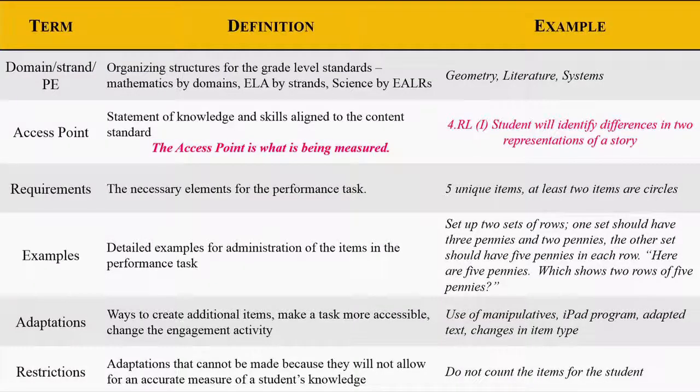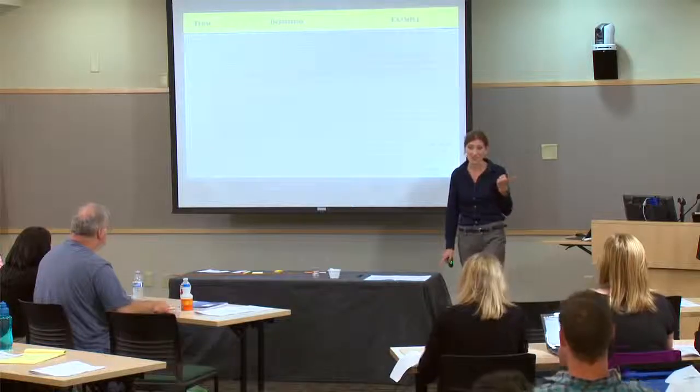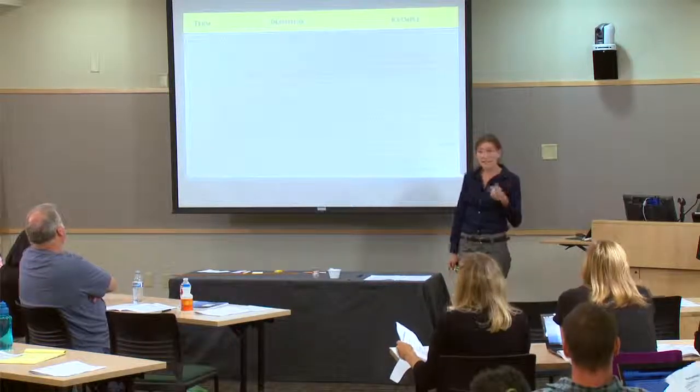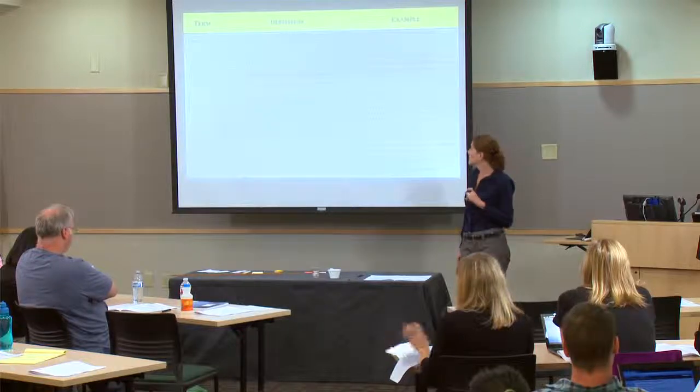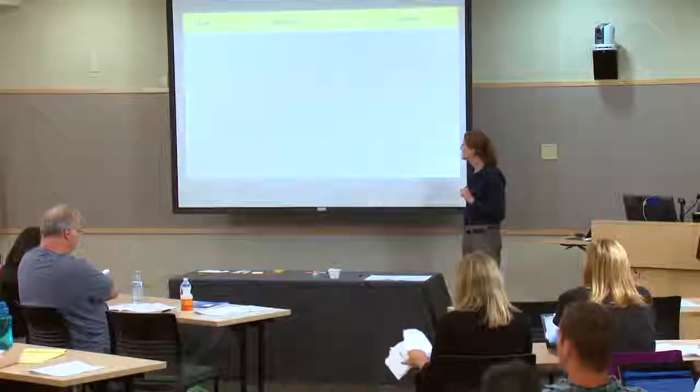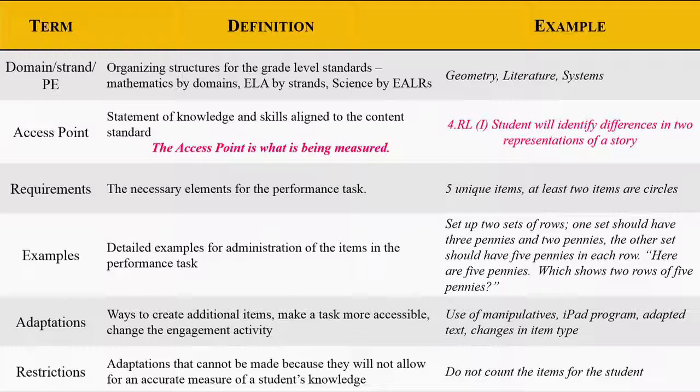Okay. And what I put up here are the definitions that have to do specifically with our assessment. So this is our language, and this is the language that we'll continue to talk about and work through. The first one is the organizing structure of our standards, being Common Core standards and then Washington Science standards. So domains, strands, ELRs are the grade level standards and organizing structures. Access points are kind of our alternate standards. So what's what we're measuring? Requirement is what's necessary. For example, at least 2 items or circles.